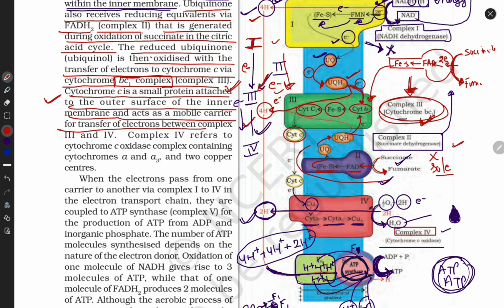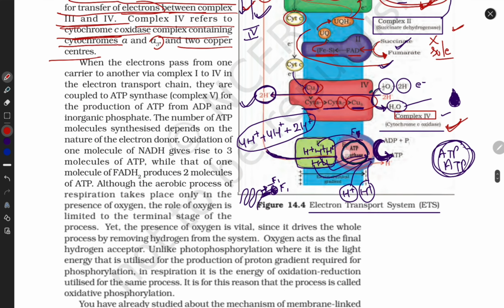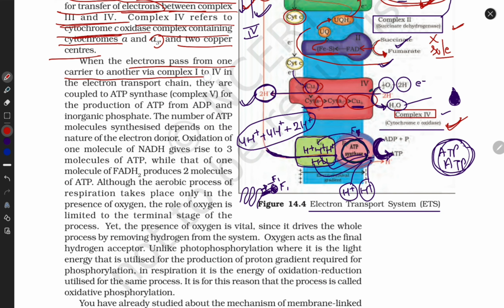So the transfer of electrons goes towards complex 3 and 4. Complex 4 is referred to as cytochrome C oxidase, a complex containing cytochrome a and a3 and 2 copper centers. When the electron passes from one carrier to another via complex 1 to 4, the electron transfers towards third, then fourth. Now multiple hydrogens are collected and coupled, and they go towards the ATP synthase for the production of ATP.